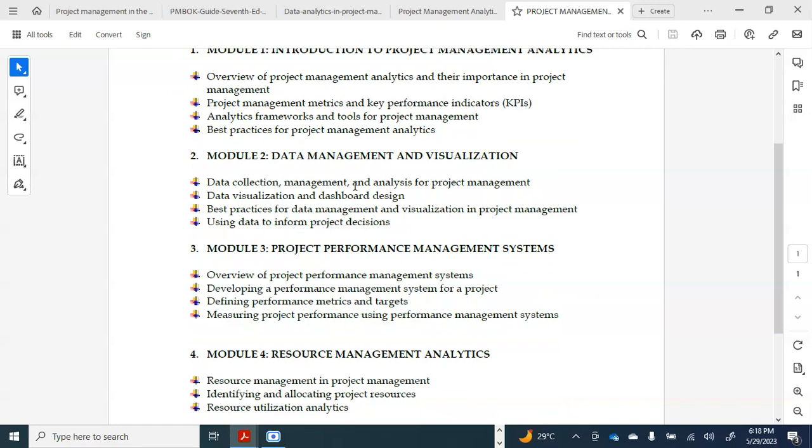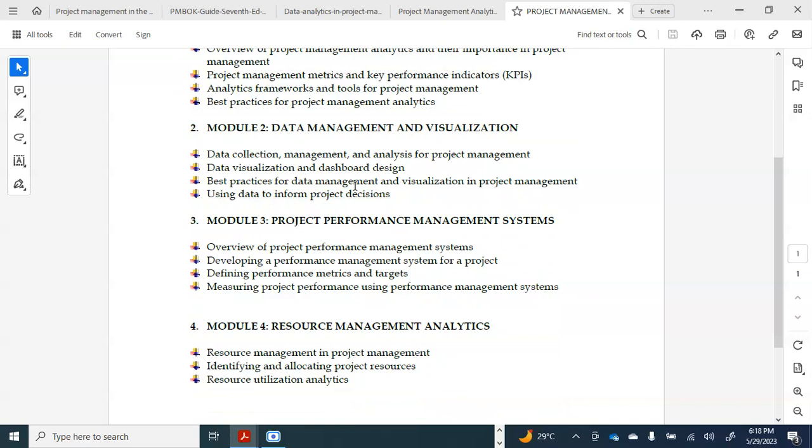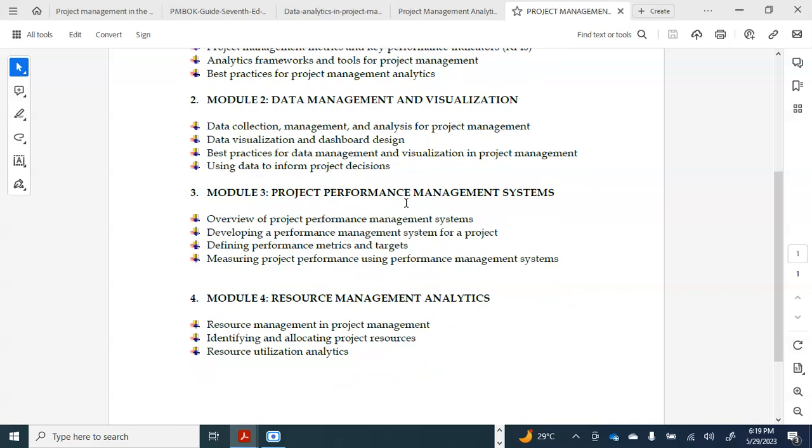Module two talks about data management and visualization: how to collect data, data collection, management, and analysis for project management, data visualization and dashboard design, best practices for data management and visualization in project management, and using data to inform project decisions. You agree with me that your data is mainly to inform project decisions, so your data does that for you.